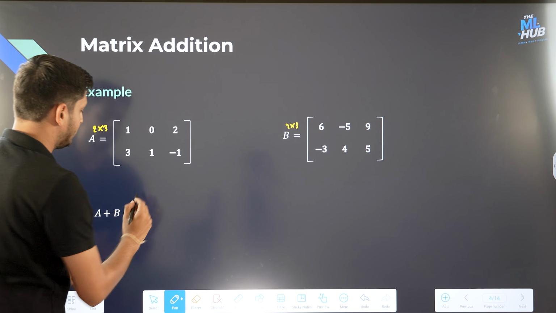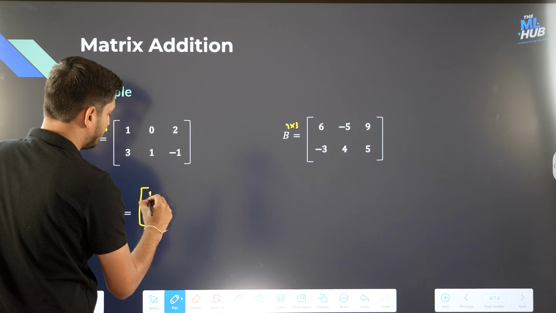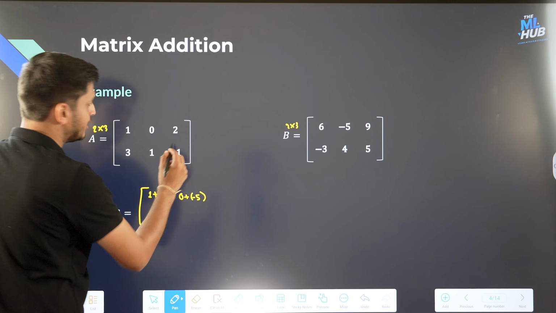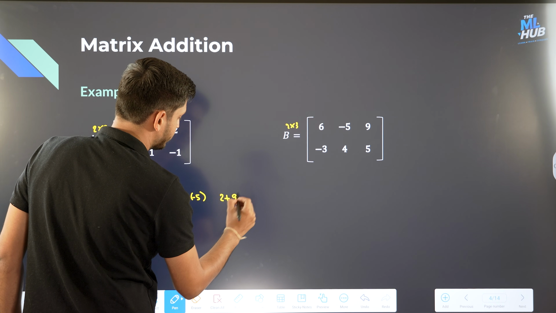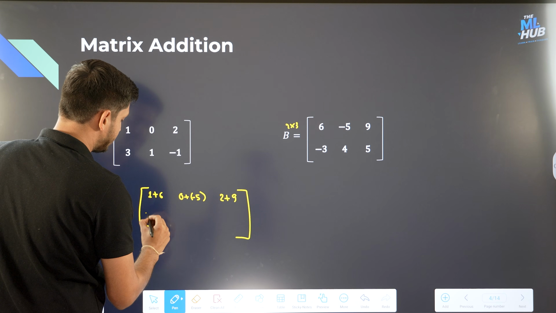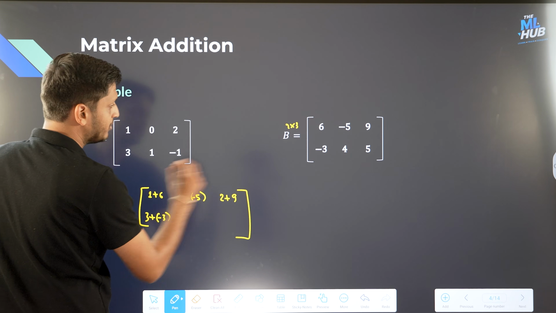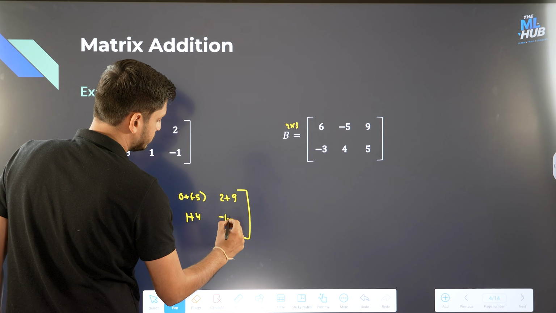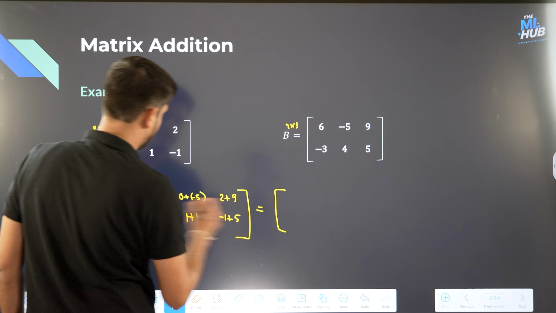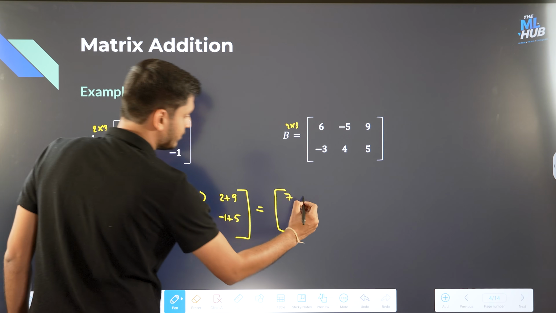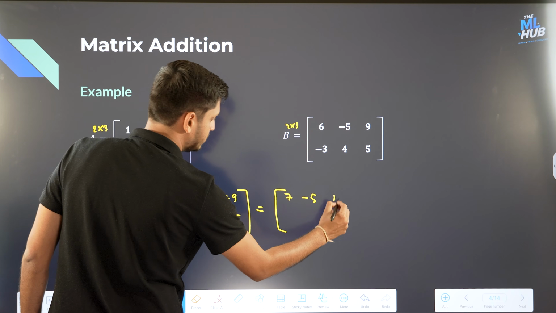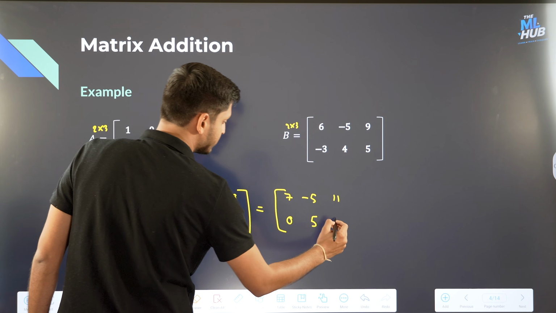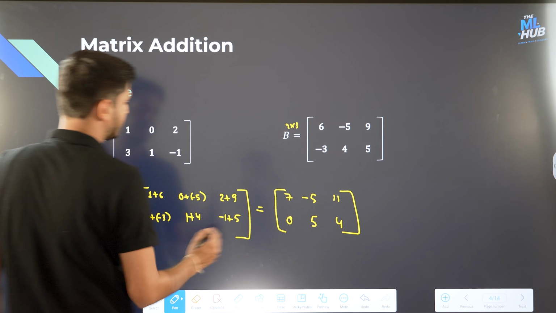So let's write the addition element by element. So here this element will become 1 plus 6, this element will become 0 plus minus 5, this element will become 2 plus 9, this element will become 3 plus minus 3, this element will become 1 plus 4, and this element will become minus 1 plus 5. Okay. So the matrix essentially will become 7 and then minus 5, then 11, then 0, then 4 plus 1 is 5, and then minus 1 plus 5 is 4. So this is the final matrix. This is the matrix A plus B.